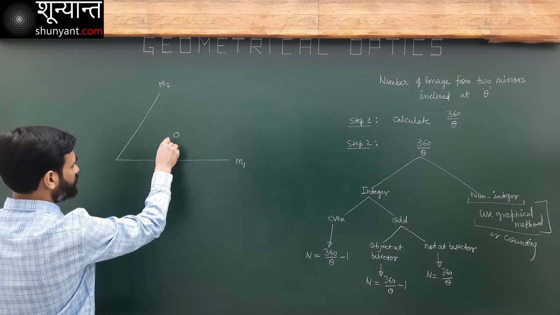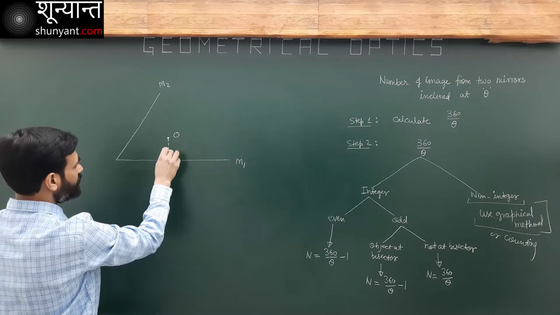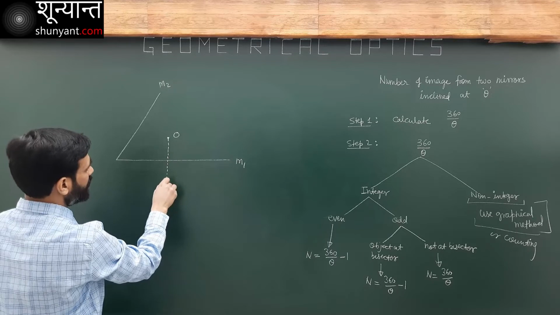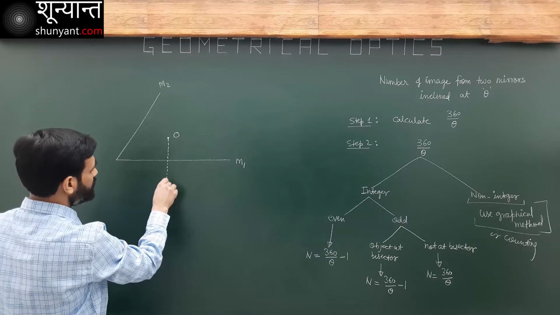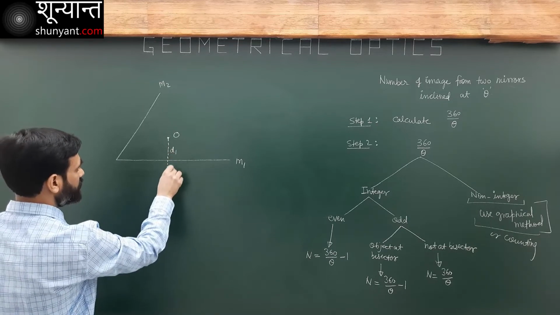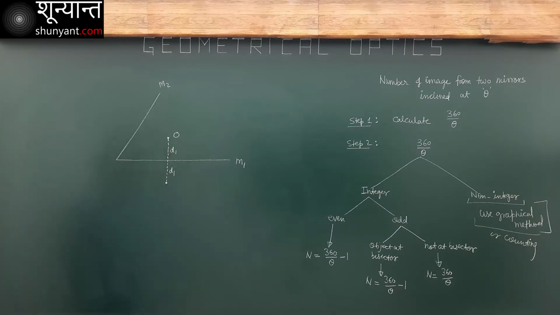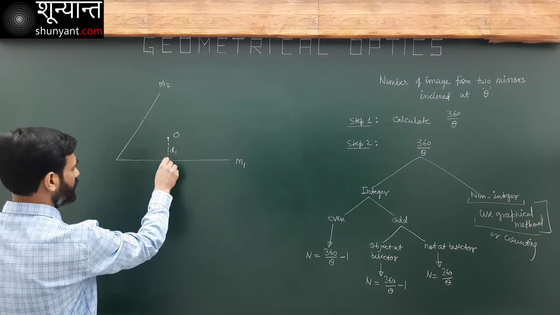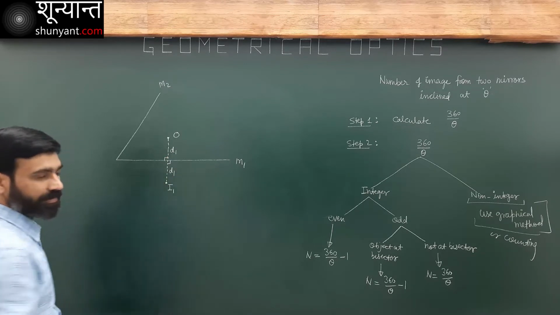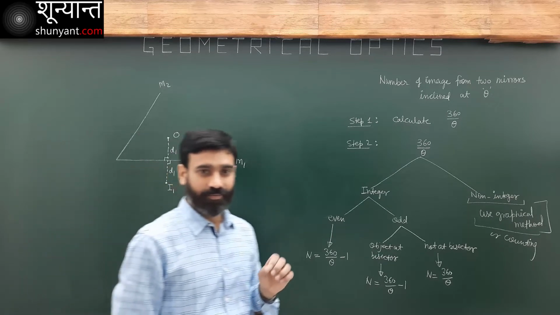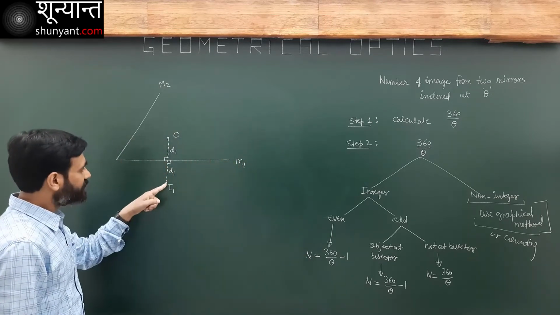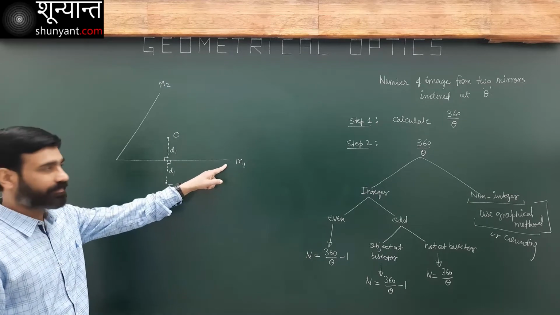This is the object distance. The image will be formed on this normal line at the same distance behind the mirror. If this is D1, this also is D1. This is a normal. This becomes my first image. Multiple images are formed because of successive reflection. This is the image from M1.